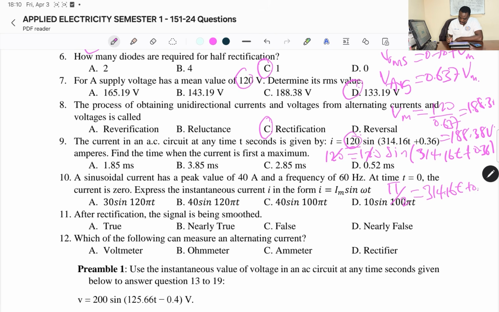So we get here 314.16t plus 0.36. You see that t, which is the time we are interested in, will be equal to pi over 2 minus 0.36, all over 314.16. So here, what do we get for this? I'll just take pi over 2.